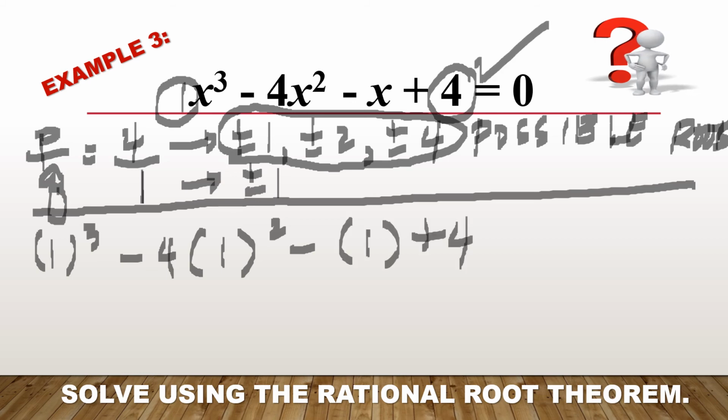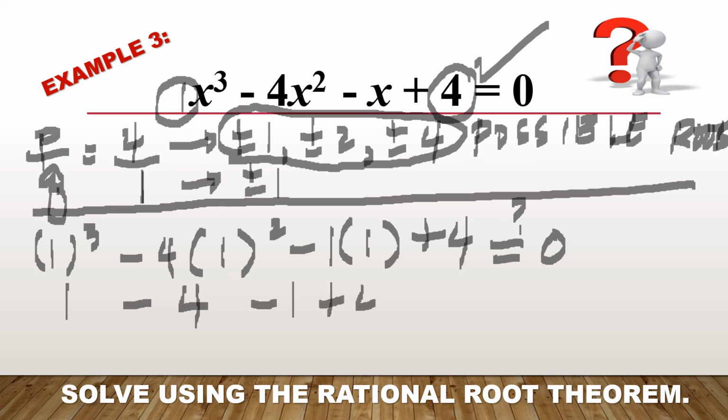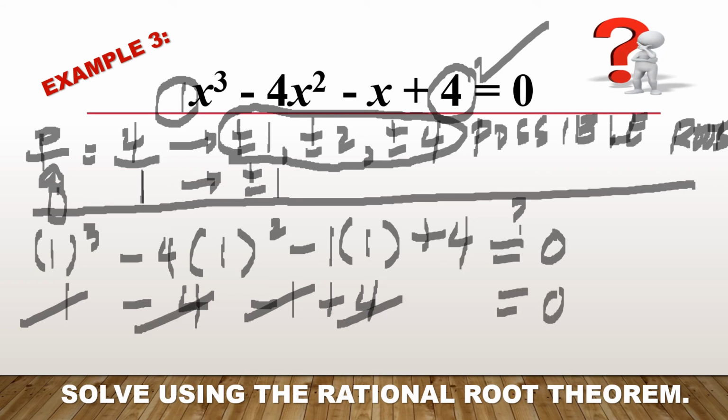So we just replace the polynomial with the first possible root. Will it be equal to 0? So let's see. 1 cubed is 1. 1 squared is 1 times negative 4, that's negative 4. Negative 1 times 1 is negative 1. Copy 4. Let's see if this will give us 0. Obviously, yes. So 1 minus 1 is 0. Negative 4 plus 4 is 0. So therefore, 1 is a root of the given polynomial.